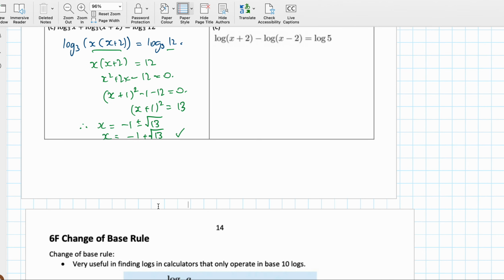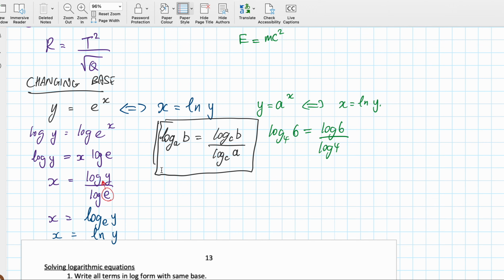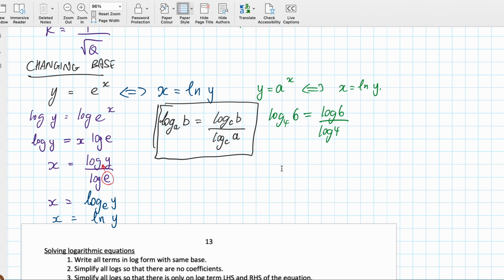So now we're going to move on to the change of base rule. Here we go. So I like to introduce it like this. If I want to break open log base 4 of 6, I can actually express this in terms of two bases. I can say log base 4 of 6 is the same as saying log of 6 divided by log of 4.